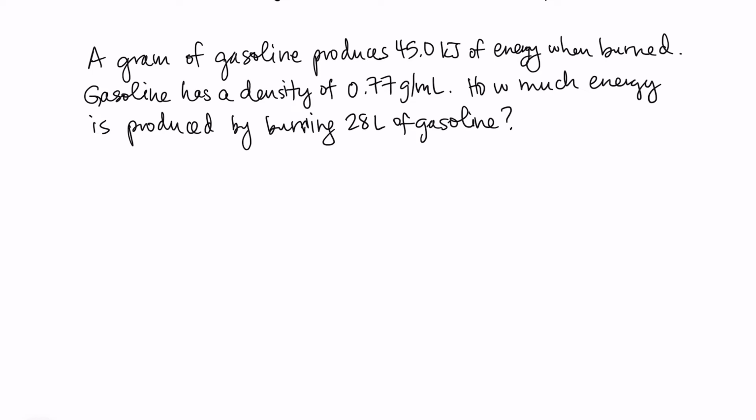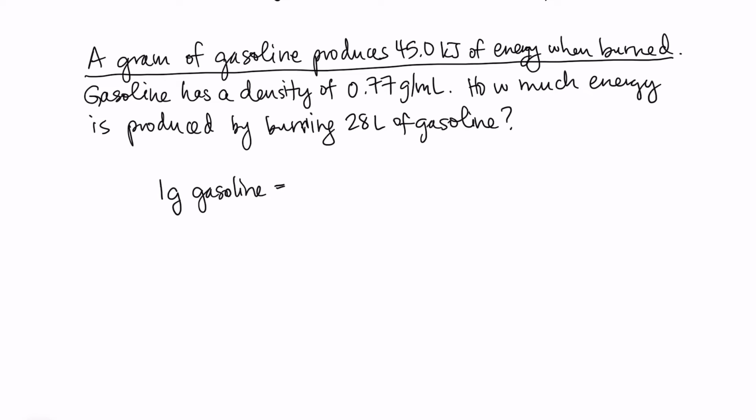So I'm going to look at this first sentence. A gram of gasoline produces 45 kilojoules of energy when burned. So that is a conversion factor. They told me that 1 gram of gasoline equals 45.0 kilojoules of energy.